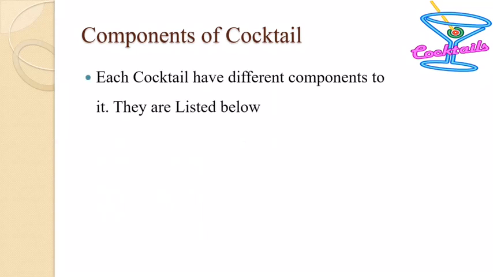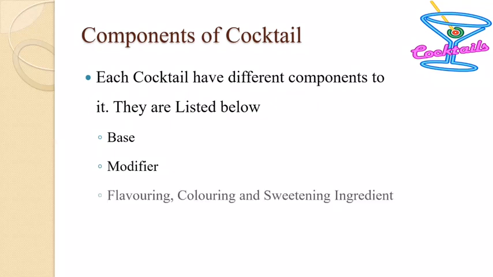As we discussed before, a cocktail is a drink which consists of certain components in it. Now, what are components? Components are parts of the cocktail. These components together combine and make a beautiful beverage that we can drink. Let's list these components. The first and the most important component is the base, followed by the modifier. Then what we have is a flavoring, coloring, and sweetening ingredient. Last but not the least is the garnish. These are the four major components of the cocktail.